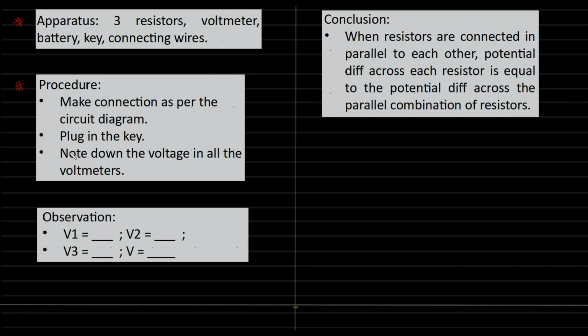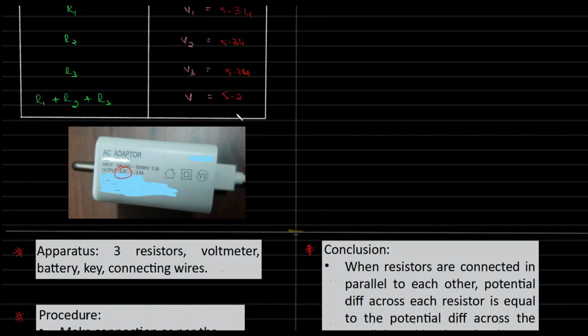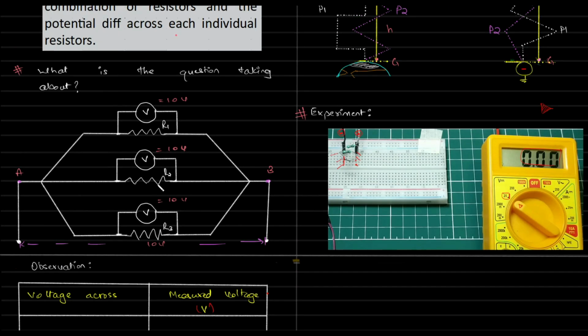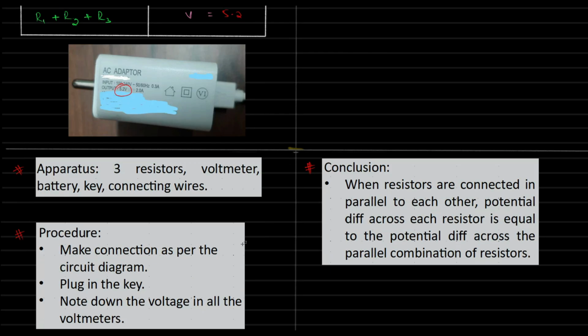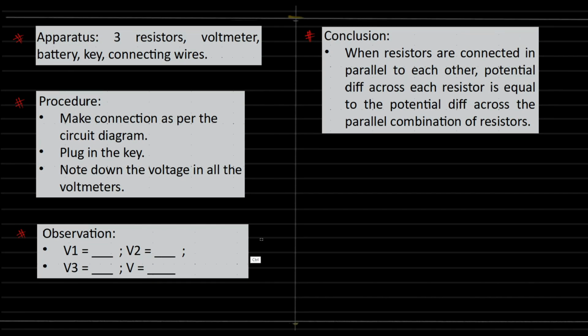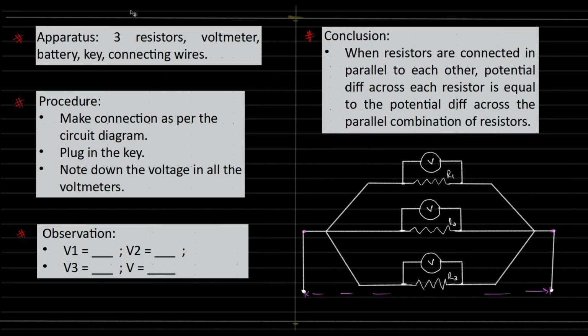Make connections as per the circuit, plug in and note down the voltage across each individual resistor. Observation and conclusion. The circuit is the same, it's not different. Here we will be supplying a source of voltage. Let me do that. So your circuit will look like this. The sequence is not correct, but you guys are well versed with the sequence by now, I guess.